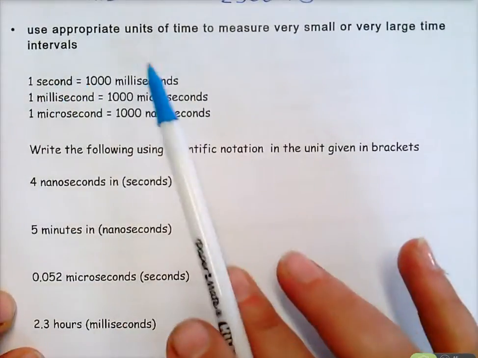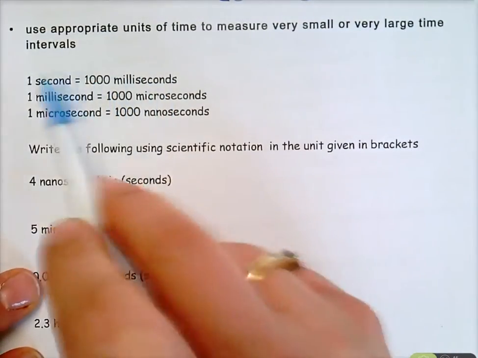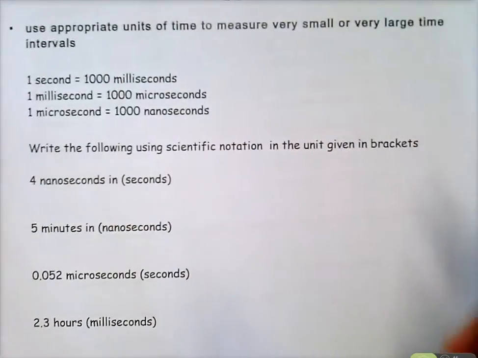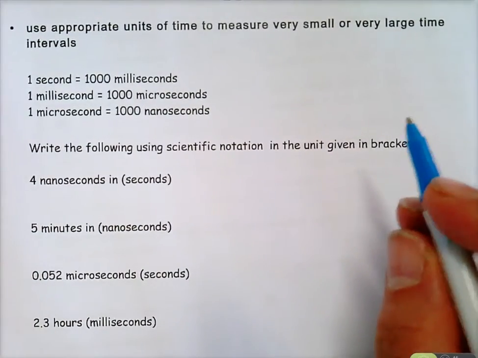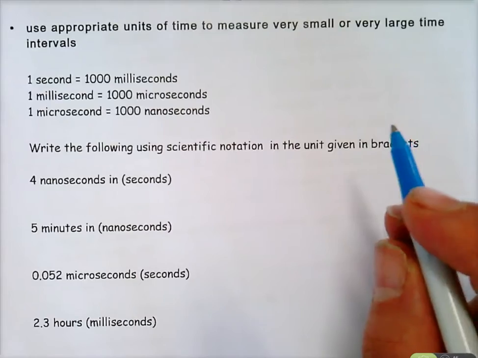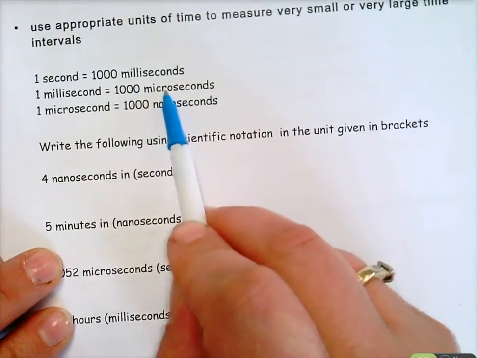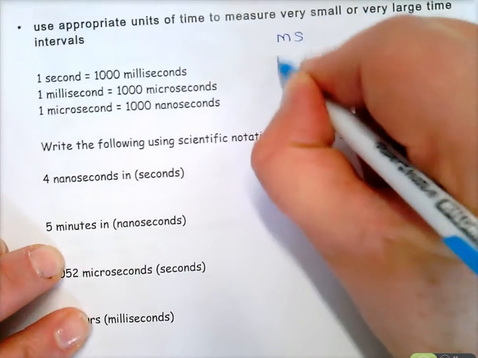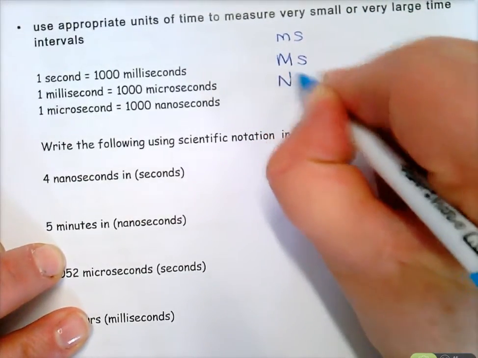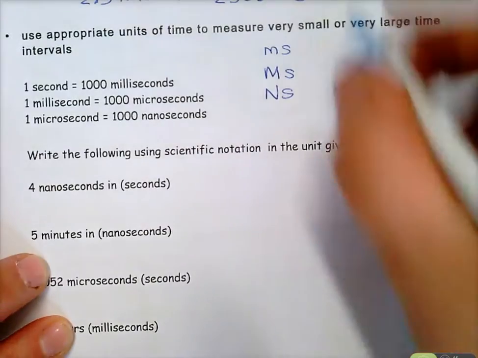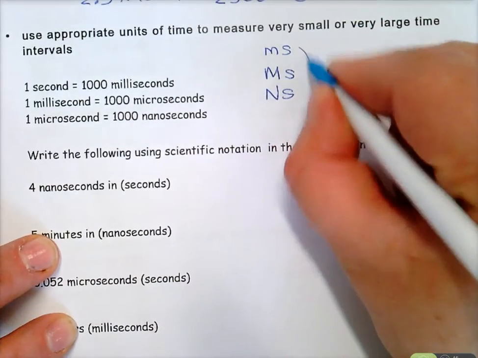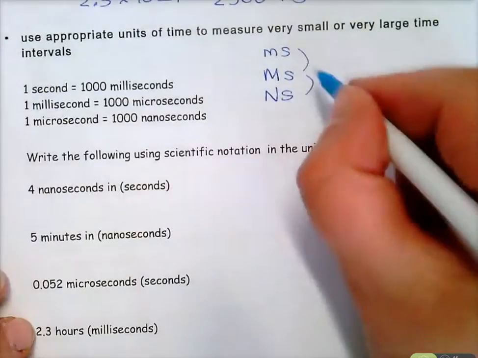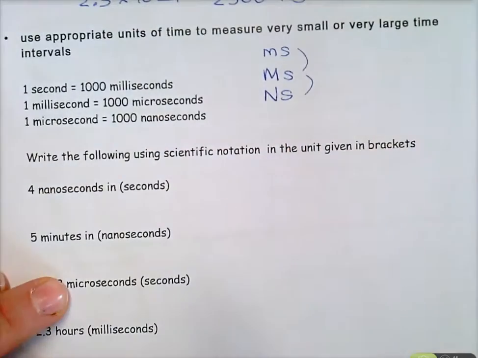So 1,000th of a second is a millisecond, so 1,000 milliseconds make a second. It goes milli, then micro is even smaller, and nano is even smaller. All right? So 1,000 microseconds makes a millisecond. So we've got millisecond, microsecond, nanosecond. There's a 1,000 times difference between each, and as you go down, it's 1,000 times smaller each time.